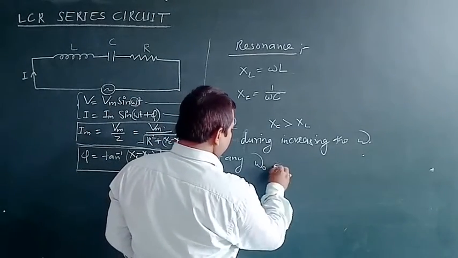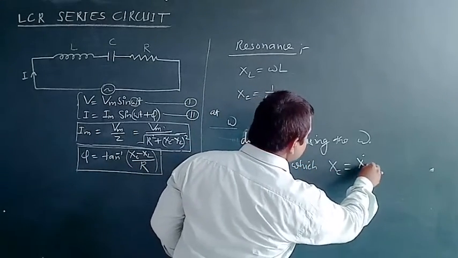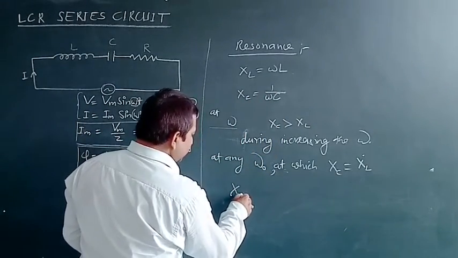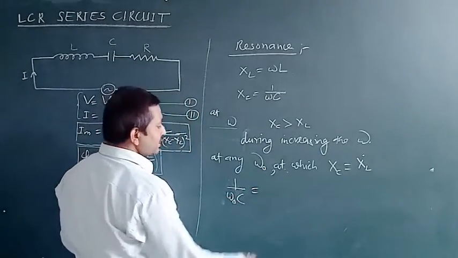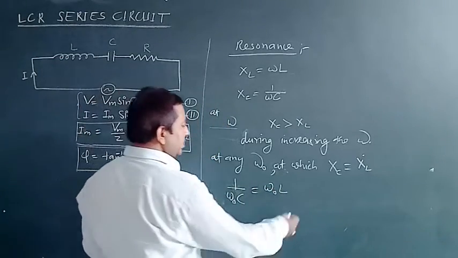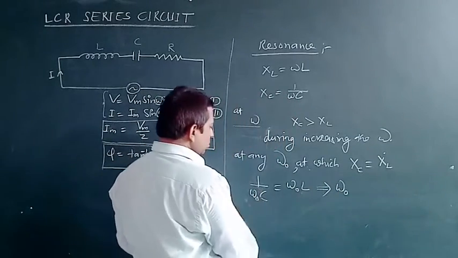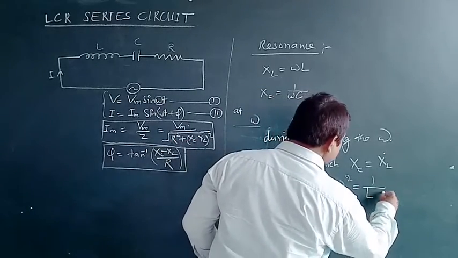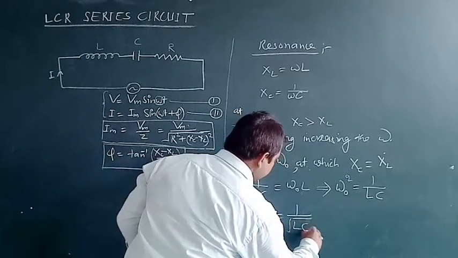at which XC becomes XL. Then this XC means 1 upon omega naught C, that becomes XL, that is omega naught L. So from here we can easily calculate the value for this omega naught. The value of omega naught square is equal to 1 upon LC. So from here omega naught will be equal to 1 by root of LC.